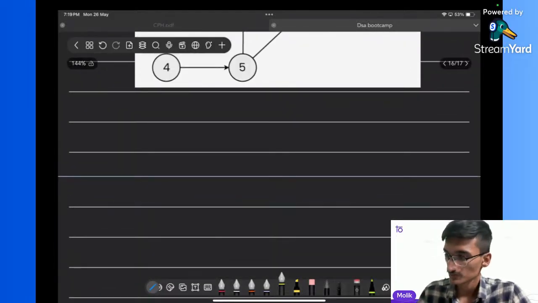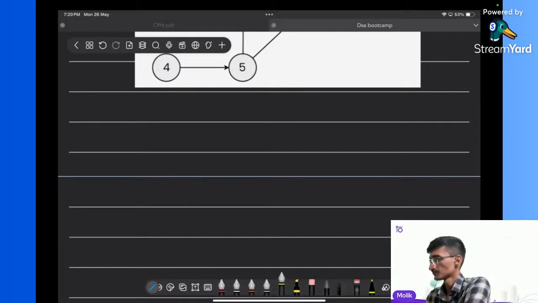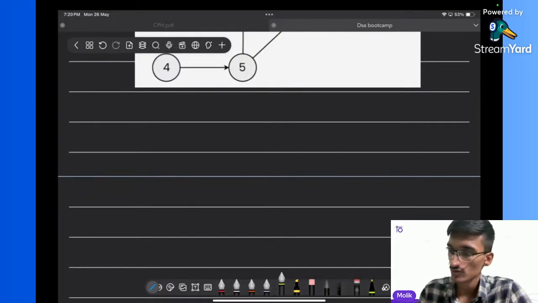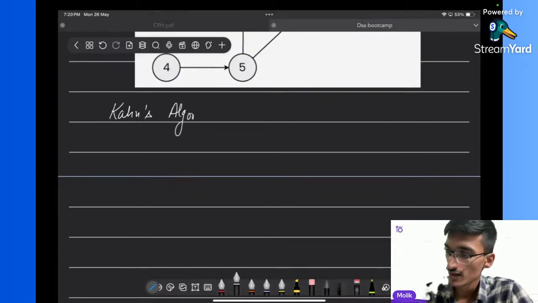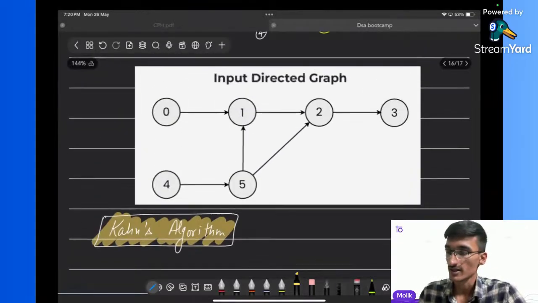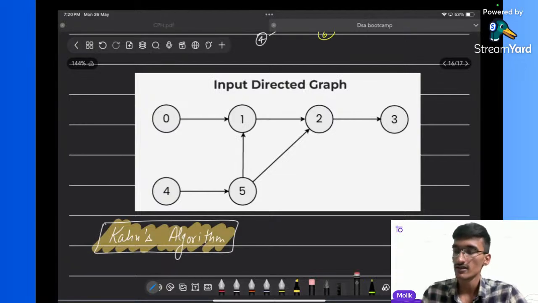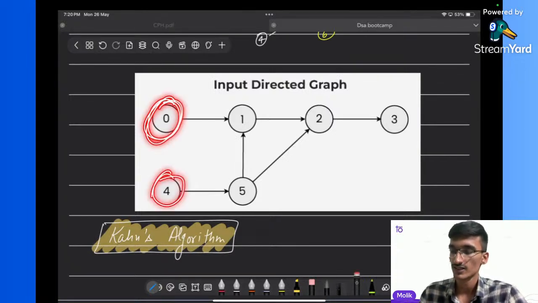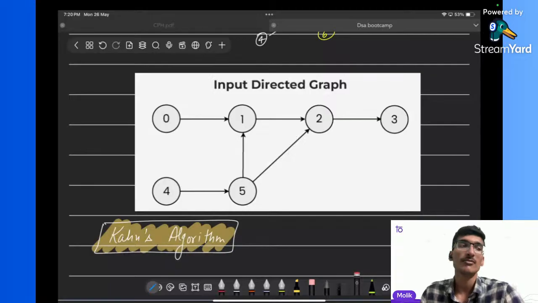So the algorithm we'll be talking about is Khan's algorithm. And look, this will make life pretty simple. Trust me. Think about it: what should be the first element in your topological sort? It's quite intuitive that the first element should be one with no incoming edge, right? Because no element can come before that element.